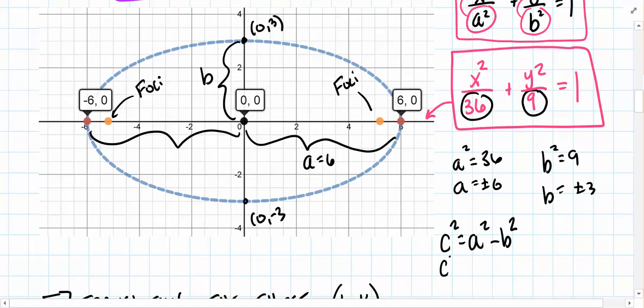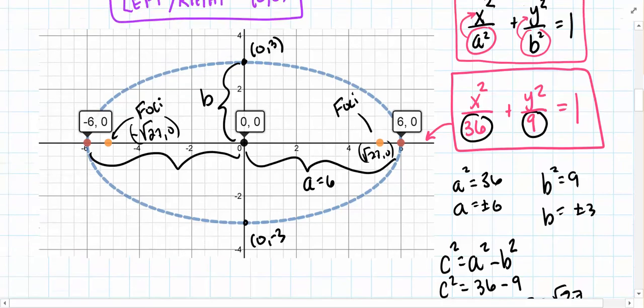So therefore, c squared has to be a squared, in this case 36, take away b squared, in this case 9. So c squared must be 27. So c is the square root of 27. So this point right here is located at the point (square root of 27, 0), and this point over here would be (negative square root of 27, 0).